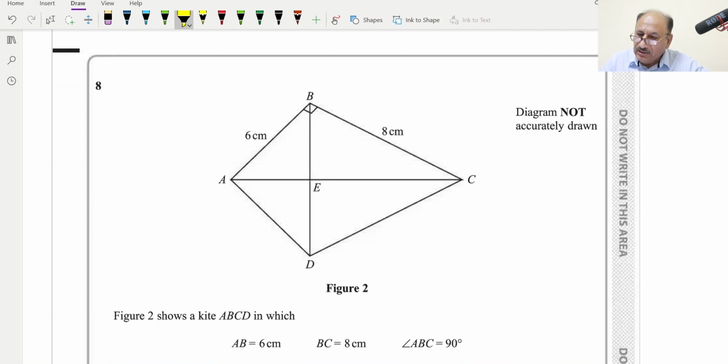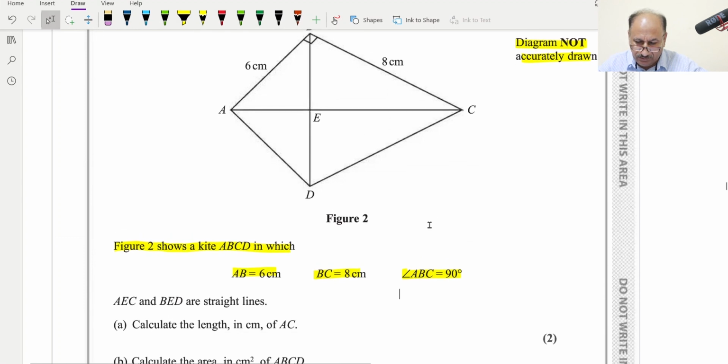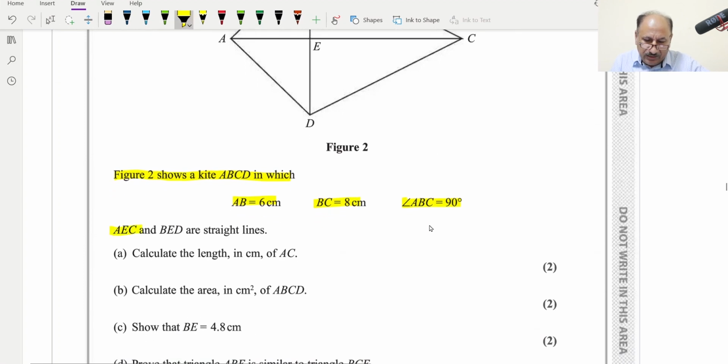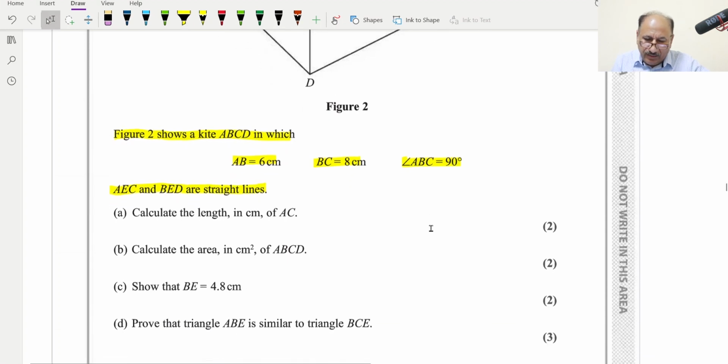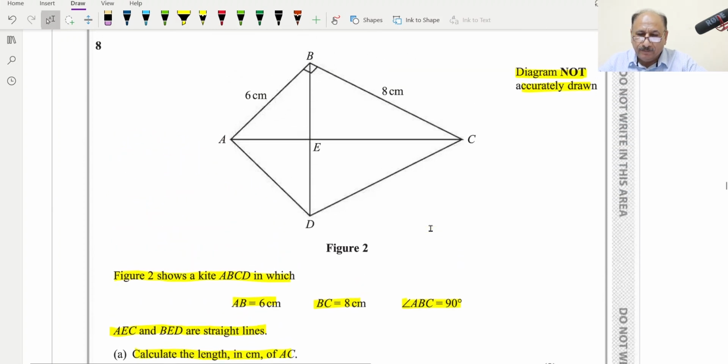Now question number 8. Diagram is not accurately drawn. Figure 2 shows a kite ABCD in which AB is equal to 6, BC is equal to 8, and angle ABC is 90 degrees, and ACE and BED are straight lines. Calculate the length in centimeters of AC. So AC length is required.